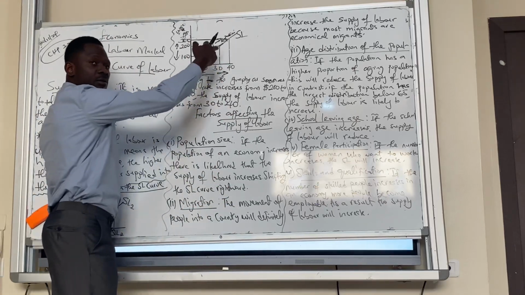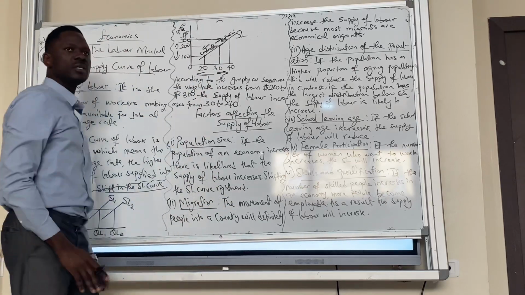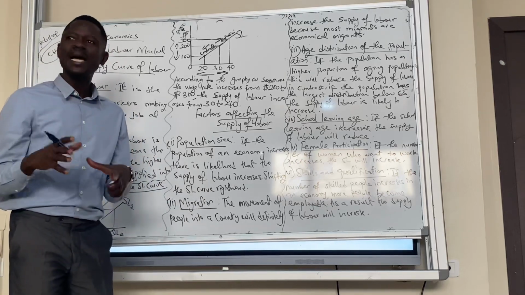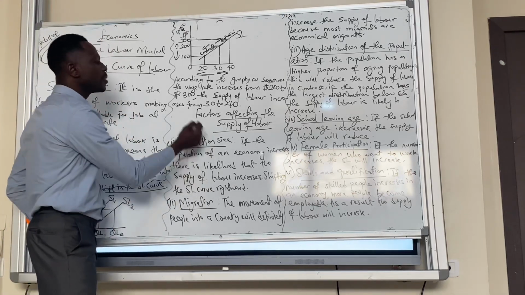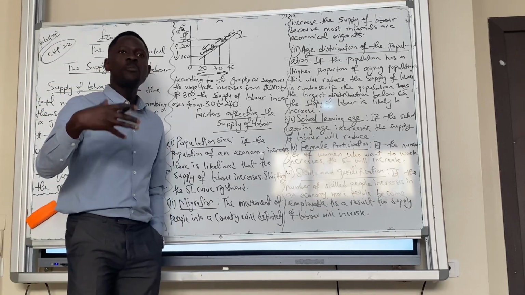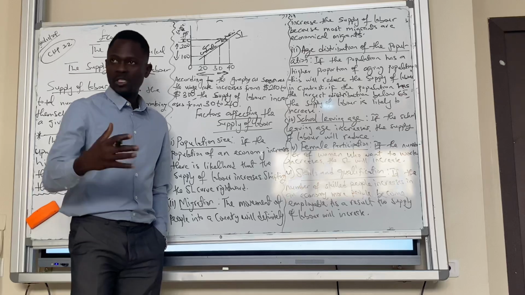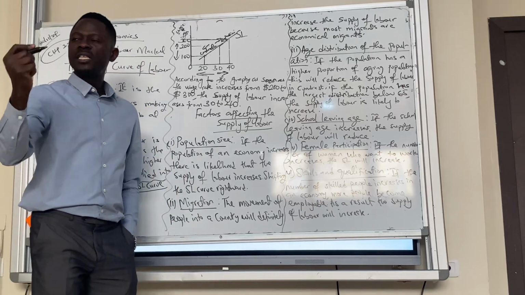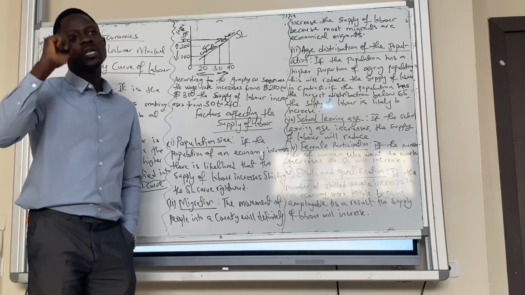And the other factors will bring about a shift. So let's go to other factors that might affect the quantity supplied of labor. The first one, population size. If the population increases, it is expected that more people will be willing to work because the population is increasing. Do you understand the first part? If population is increasing, the number of workers making themselves available for a job would increase.